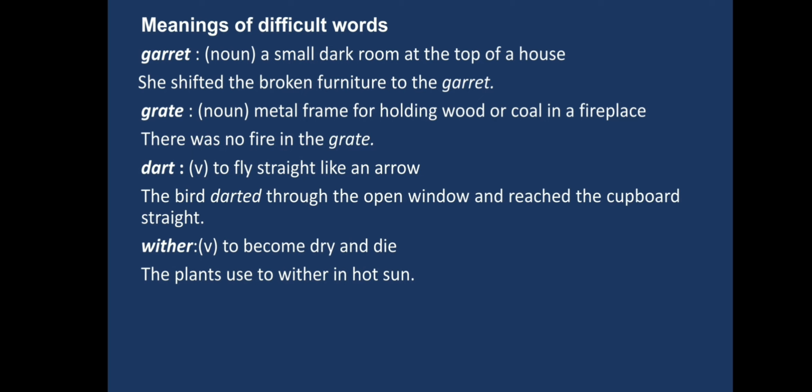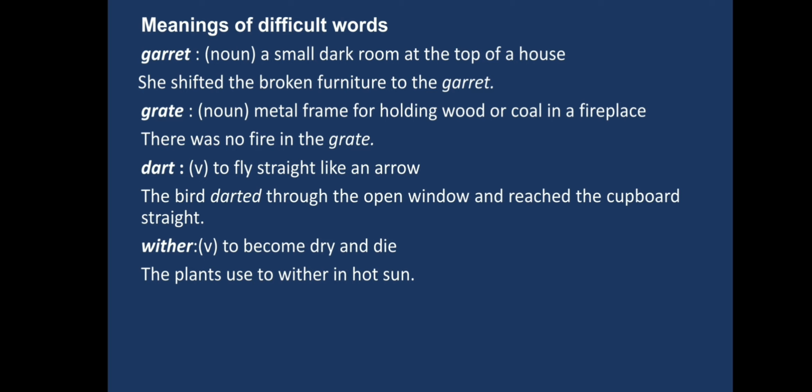Students, before I explain this text to you, I am just explaining meanings of some difficult words here. I have also used these words in sentences so that their meaning would be quite clear to you. Garret, it is a noun here. It means a small dark room at the top of a house. Almost this room is used to store broken furniture. She shifted the broken furniture to the garret.